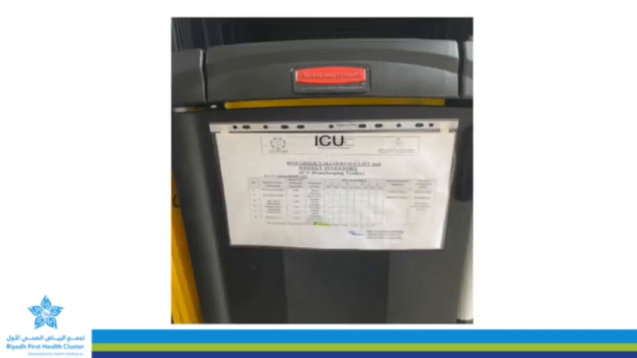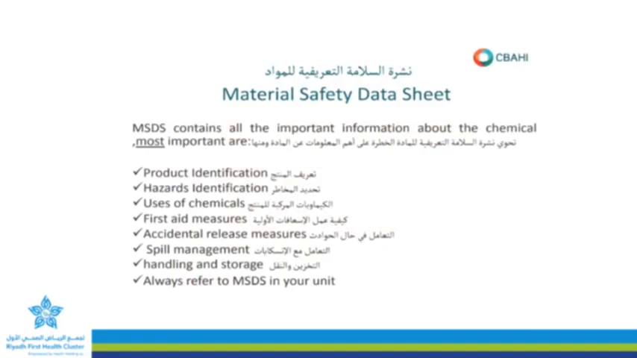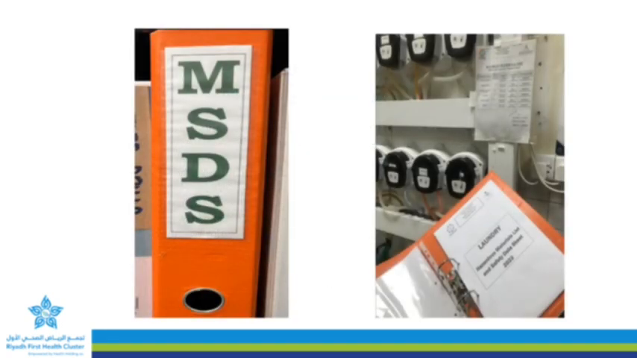This is a sample of a housekeeping trolley hazardous material list with weekly inventory. Safety datasheet contains all the important information about the chemical, and the most important are the product identification, hazards identification, uses of chemicals, first aid measures, accidental release measures, spill management, handling and storage. Most of all, always refer to the safety datasheet in your unit if you are dealing with hazardous materials. This is what the MSDS folder looks like in your department.